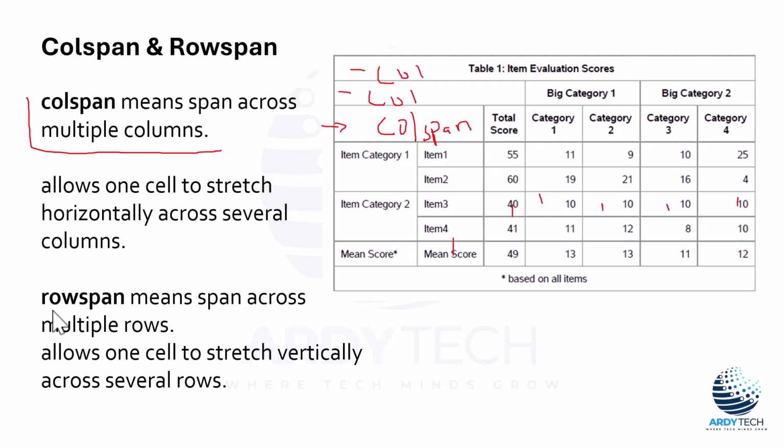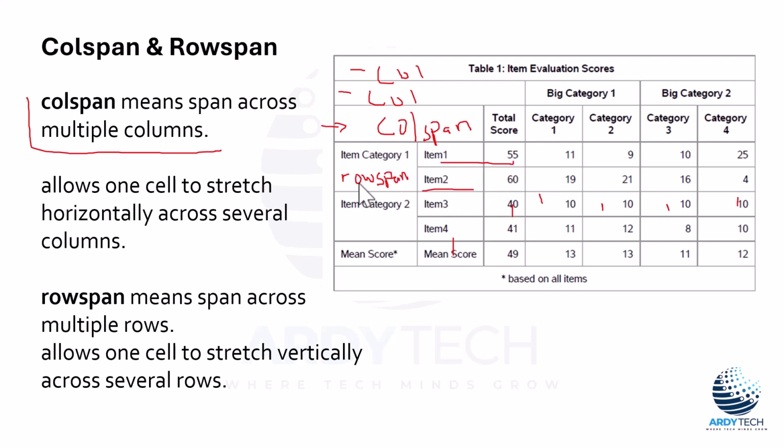So for the rowspan, it spans across multiple rows. It allows one cell to stretch vertically across several rows. This is an example of the rowspan. You see that this cell has spanned across 2 rows here. This is one row, this is another row.